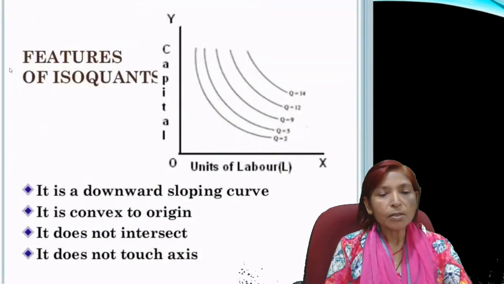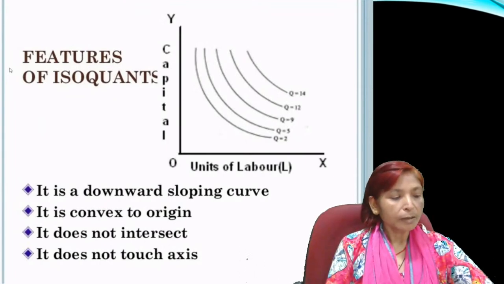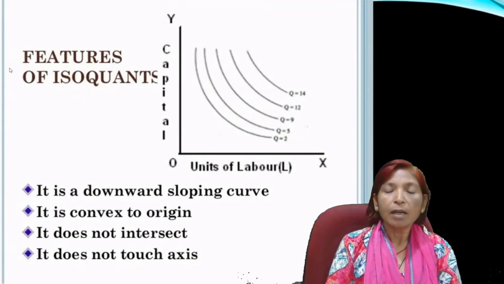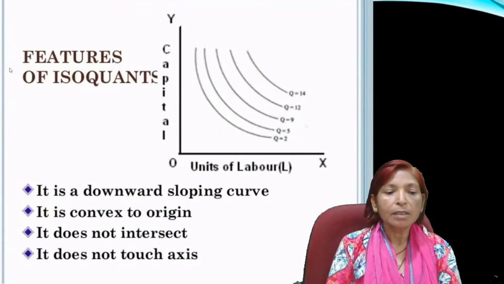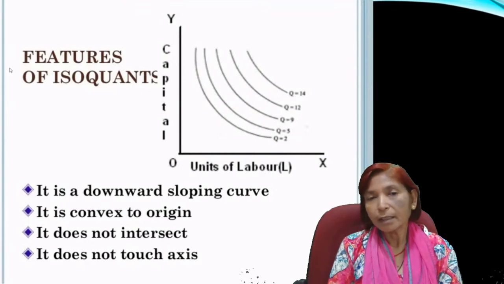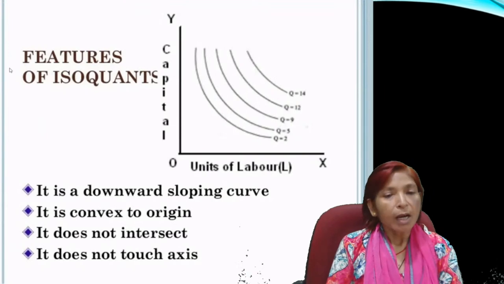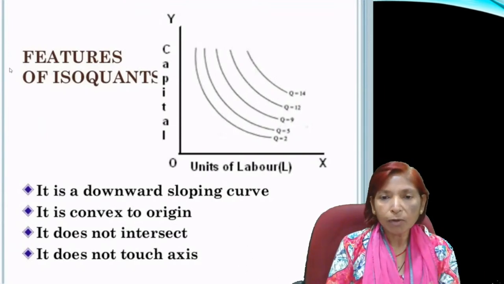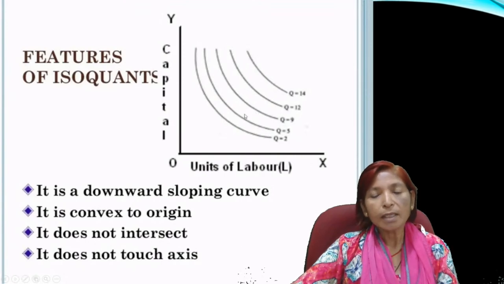Next are isoquant curve features. Features of isoquant curves are: number one, isoquant curve is always a downward sloping curve. Isoquant curve is always convex to the origin. Isoquant curves never intersect each other. Isoquant curve never touches any axis. Isoquant curves may go parallel. Isoquant curves may be more than one. If we draw more than one isoquant curve, it will be called an isoquant map.